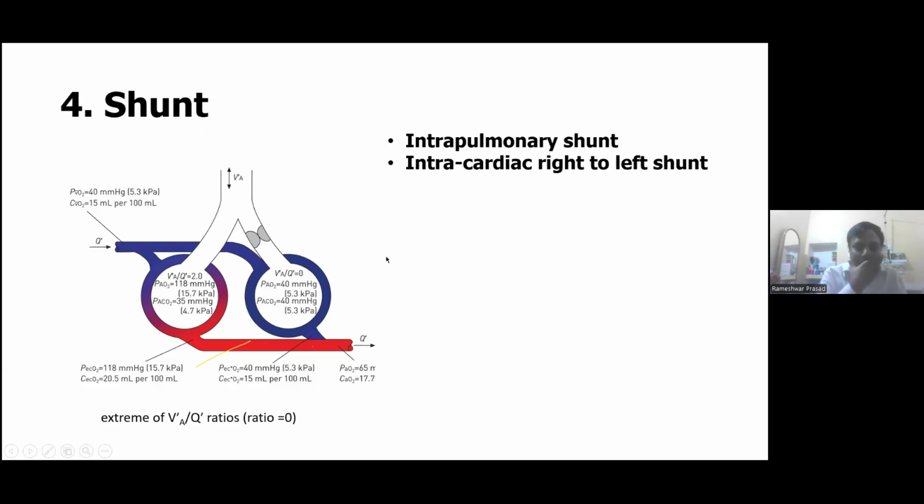This happens in many other cases. Ventilation perfusion mismatch occurs in many cases of lung pathologies like RDS, meconium aspiration syndrome, pneumonia. In any lung pathology, the main cause of hypoxemia is ventilation perfusion mismatch. And shunt is an extreme case of ventilation perfusion inequality. Another cause of shunt is right to left intracardiac pathologies, congenital anomalies.